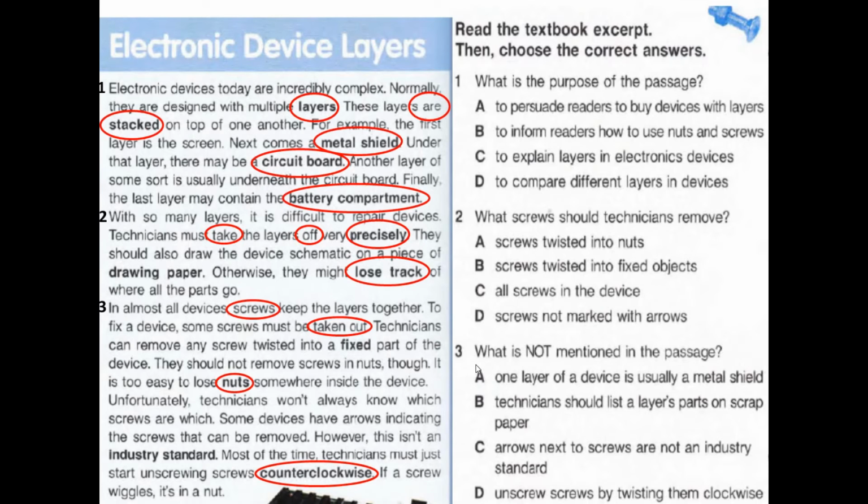The third question. What is not mentioned in the passage? A. One layer of a device is usually a metal shield. B. Technicians should list a layer's parts on scrap paper. C. Arrows next to screws are not an industry standard. D. Unscrew screws by twisting them clockwise. Please read the text carefully in order to find the answers.